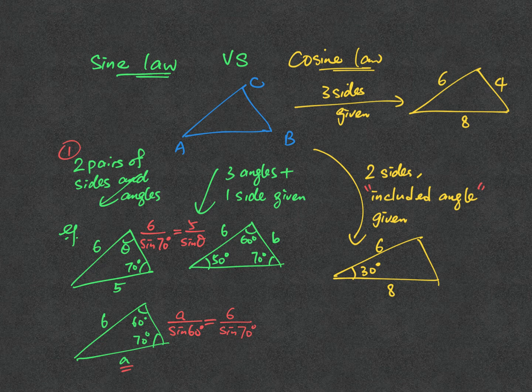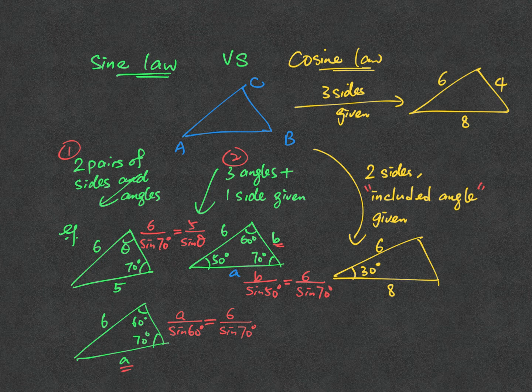The second case will be given three angles and one side, as illustrated in the following green triangle. In this case, for example, you want to find B, and B over sine 50 is up here, while 6 over sine 70 is another pair. So they are equal to each other. In case you are asked to find A, you can make use of A over sine 60 to find the answer. So both cases correspond to the sine law.